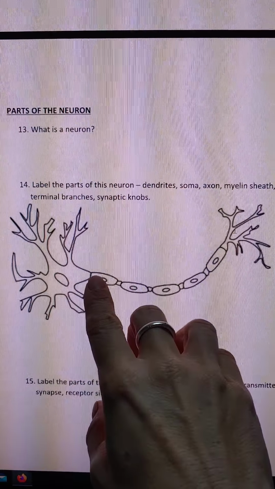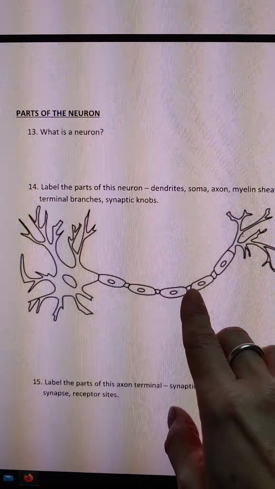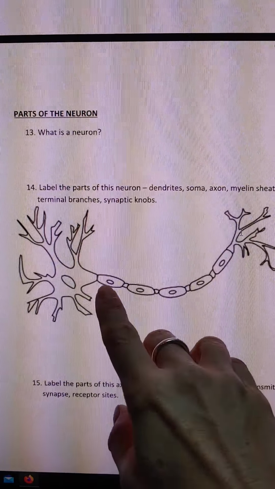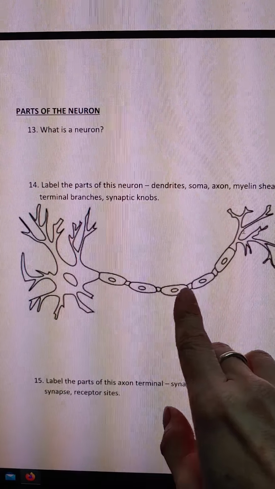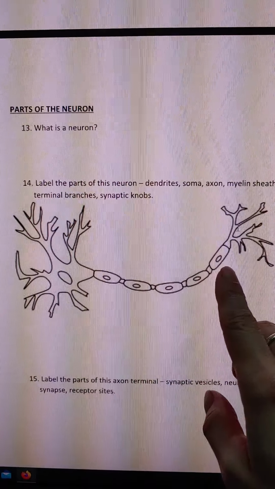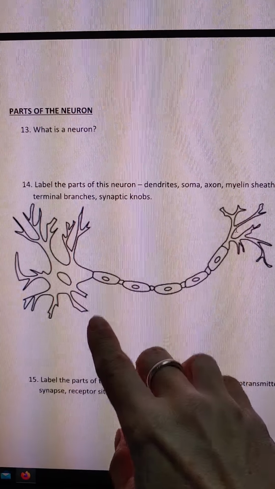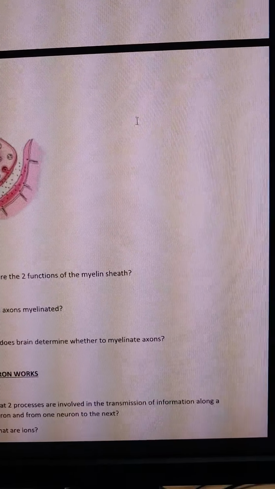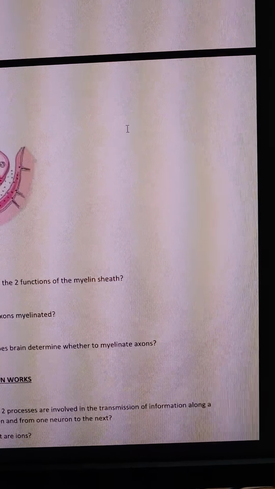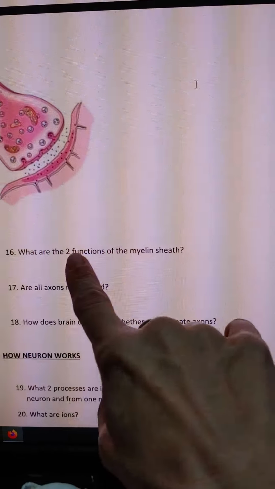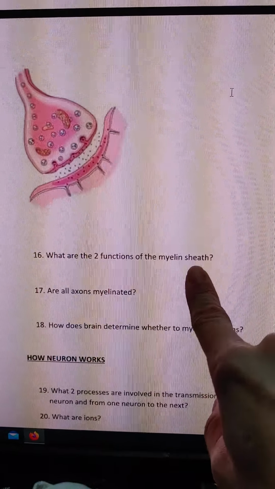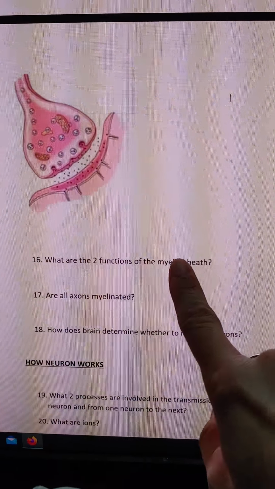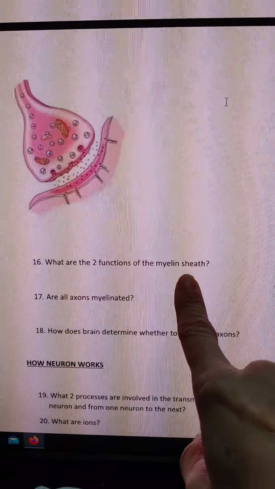Now, some axons have these link sausage kind of things on top of them, beads. That's called the myelin sheath, okay? Not all axons have a myelin sheath. The myelin sheath is like a fatty covering. The purpose of it is a question, number 16, so we'll jump down to question number 16. What are two functions of the myelin sheath? It is to protect and to speed up the transmission of information. So it protects the axon from any outside interference, and it speeds it up.